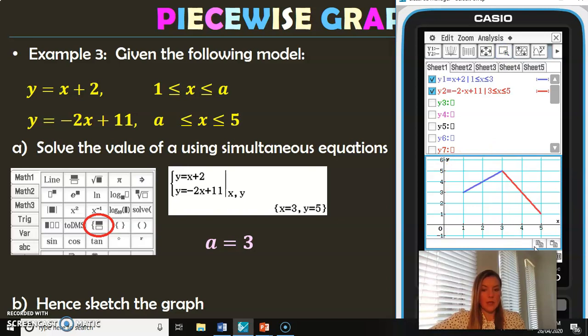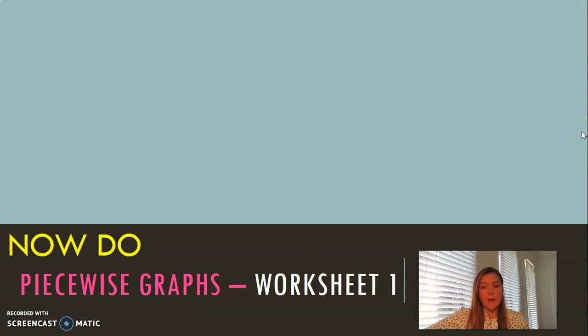Okay, so the graph here, the first section will run from this point here to here, and the next one takes over up until x is 5. Okay, so nice and easy. I want you to do everything on the calculator for these ones. So now go and have a go at those concepts on worksheet 1.